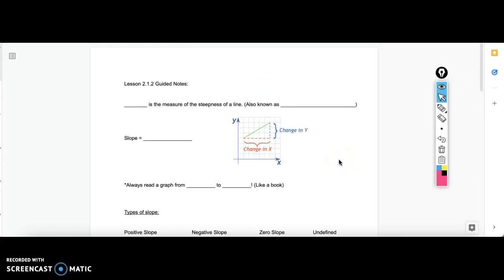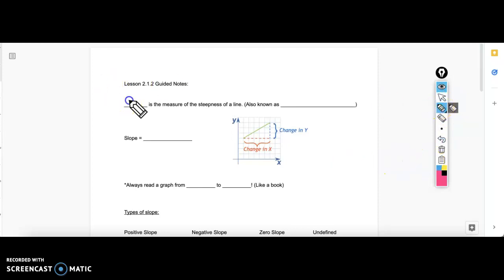All right, today we're looking at slopes. So we're going to fill out these notes, go over a couple things about slopes together, and then we will have you move on to the practice today. So the main thing that we want to talk about today is what is slope.